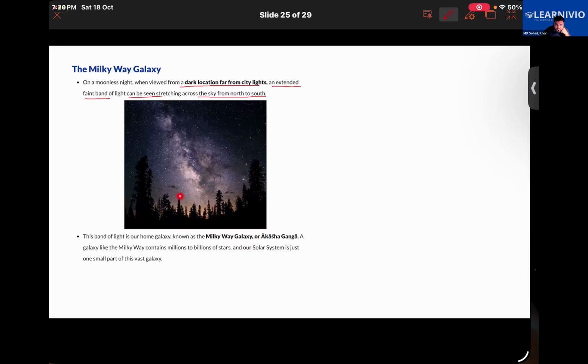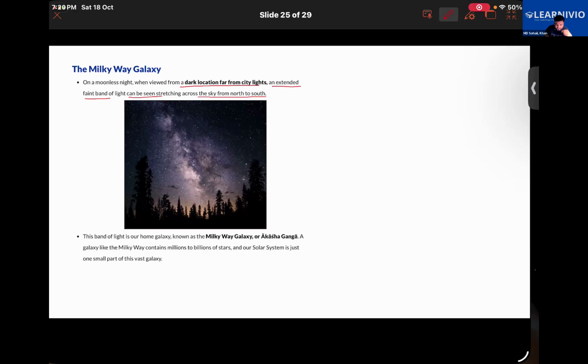Getting it? So this galaxy is very, very big in comparison to the solar system. The solar system is just a tiny part of it. The Milky Way galaxy contains millions to billions of stars, and our solar system is just one very small part of this vast galaxy. So that is the Milky Way galaxy.